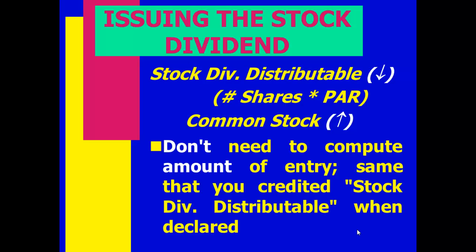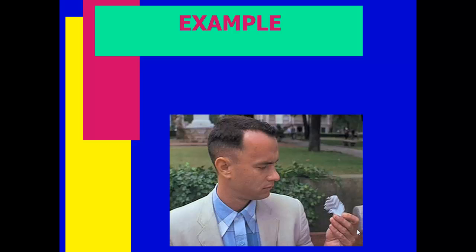We don't need our calculator to make that last entry. We are going to move an amount out of stock dividends distributable into common stock for whatever I credited that account for in the original entry. You already know the amount from the original entry. It's simply going to be the par or stated value.